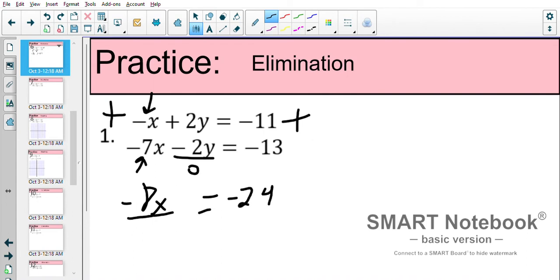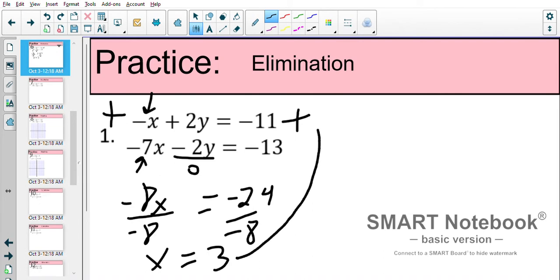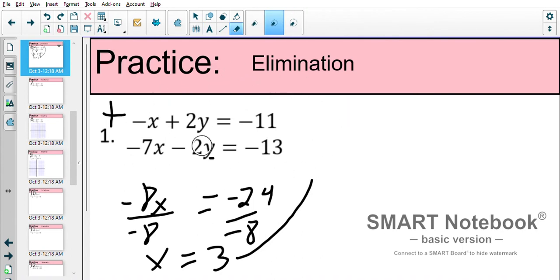We can finish this out by dividing by negative 8. Divide by negative 8. We end up with x equals positive 3. We still need our y value, so we're going to take that 3 and we're going to plug it into the x value for either one of these equations. I prefer to do the one on the top because it's got some smaller numbers. So let's go ahead and plug that in and see what it looks like.